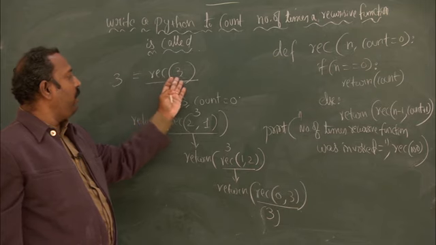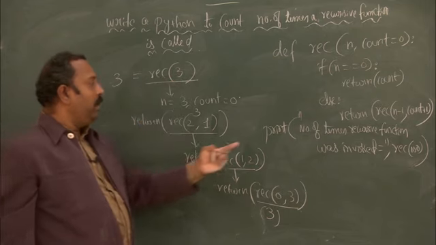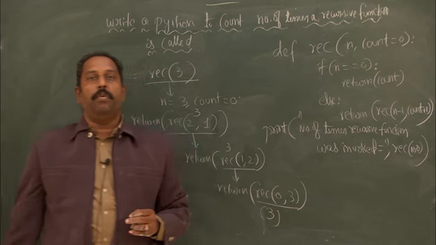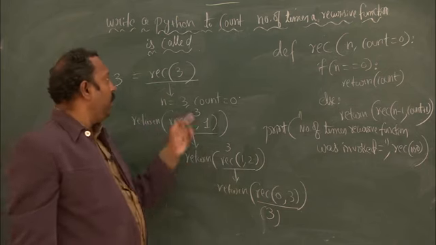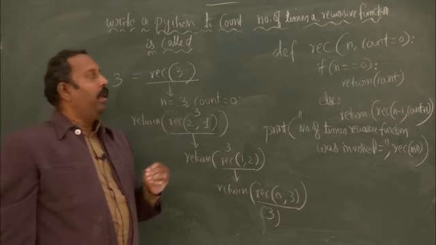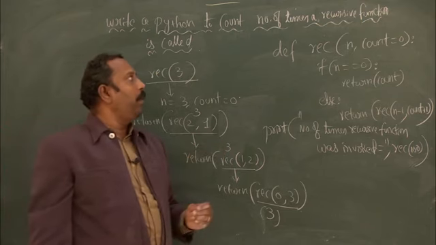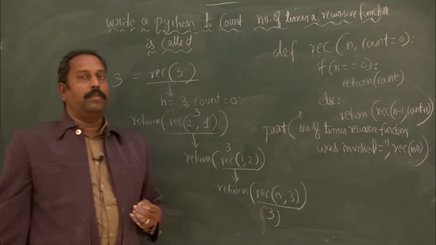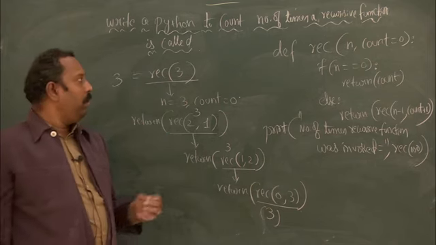Suppose I have given REC of 100. So what is the output I'll get? Number of times recursive function was invoked equal to 100. So what is the argument we are passing? That many times the recursive function is executed. So this is the program to find how many times the recursive function is invoked. Okay, thank you.